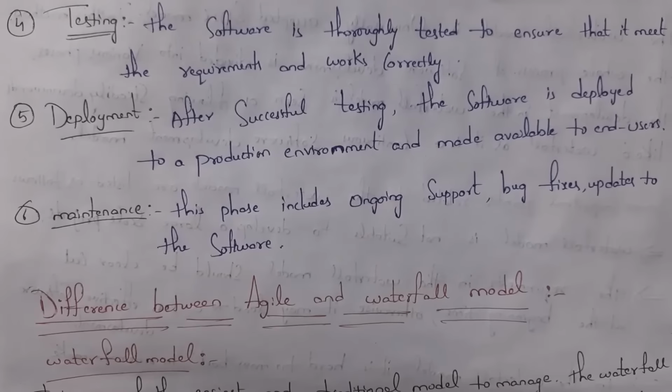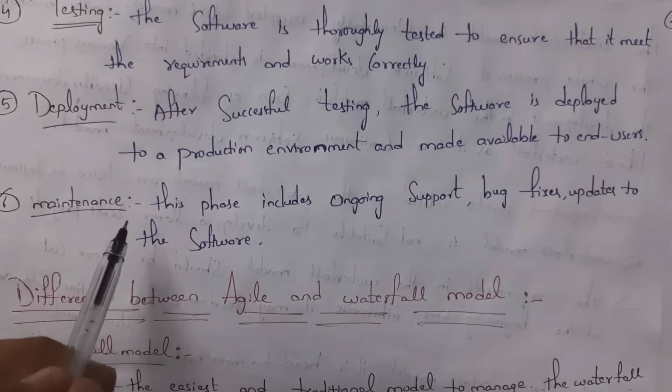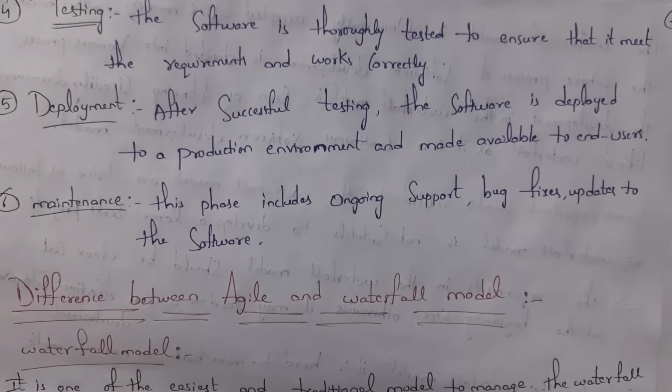This is the deployment phase. And the last one is the maintenance phase. Even after successfully releasing our software, we need to provide support. That is, if there are any bugs, we need to fix those bugs. And if we want any updates, we can provide updates. So this comes under the maintenance phase.